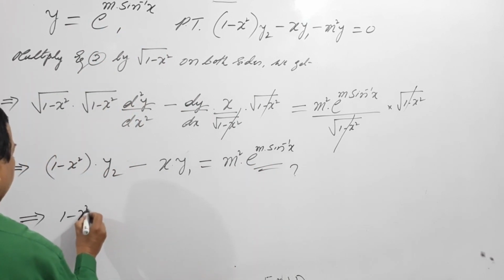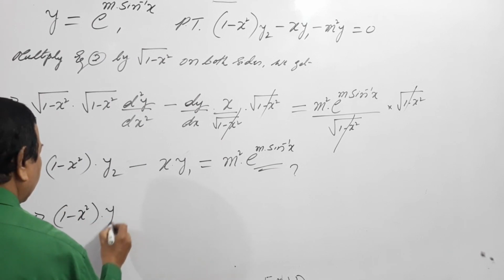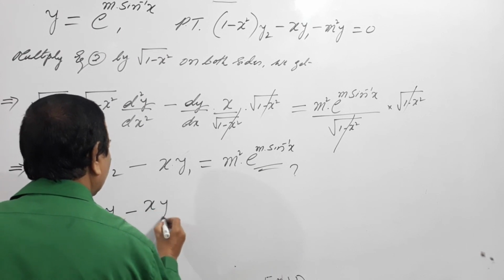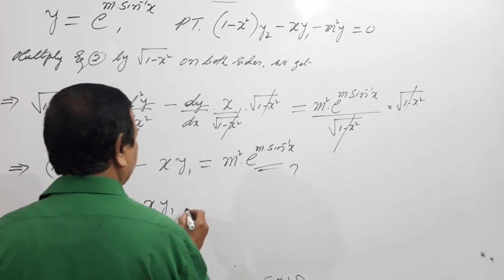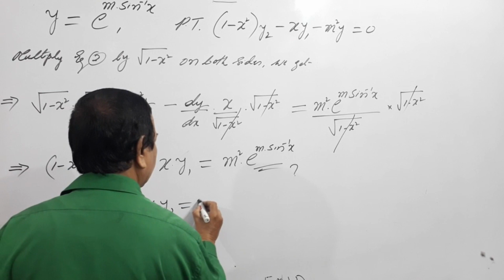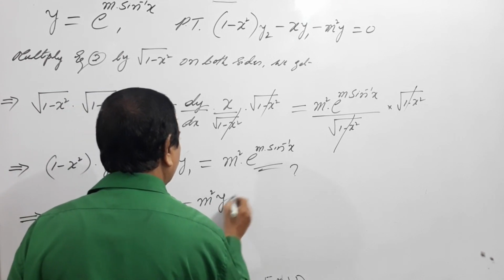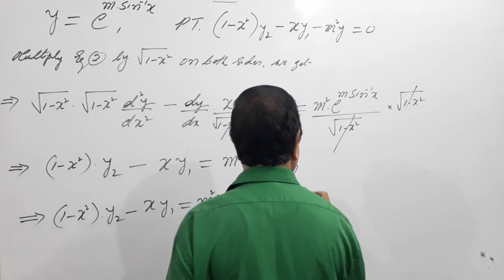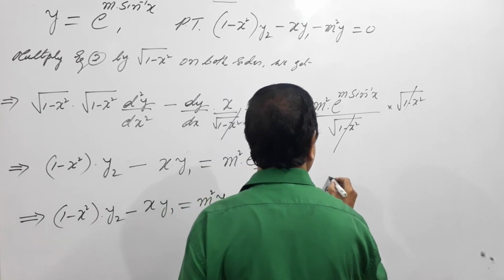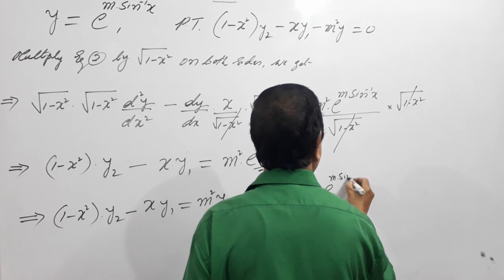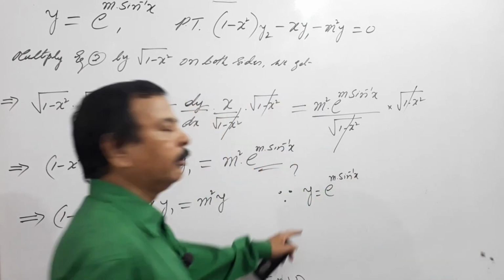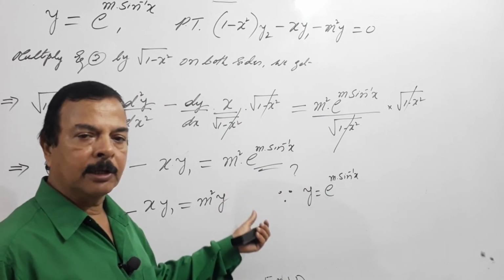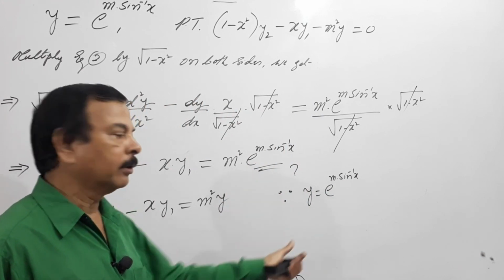1 minus x square into y2 minus x y1 equals m square y, since y equals e to the power of m into sin inverse x. You may have to put a note in your answer sheets, because though the examiner knows, it's better for you to put a note.